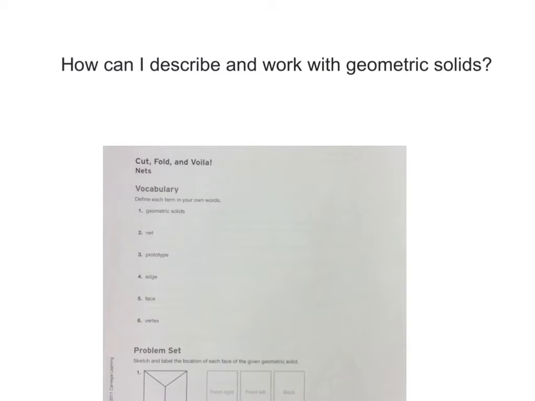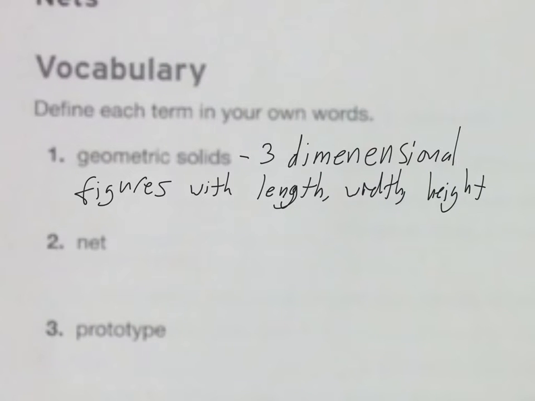In this lesson, we want to look at how can I describe and work with geometric solids. So when you're thinking how to work with geometric solids, you're really first thinking, what is a geometric solid? Well, it's three-dimensional. They're three-dimensional figures with length, width, and height. So if I were to quickly do that, you might have length, width, and then height. And then you could even potentially connect these all, and then all of a sudden you're like, oh wait, look, I have a cube.